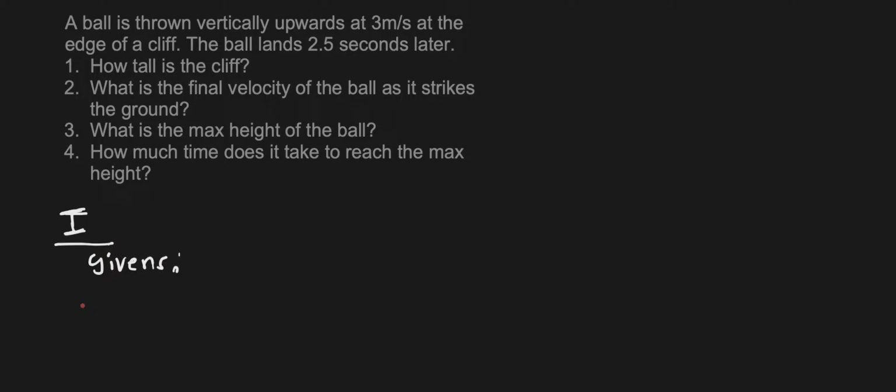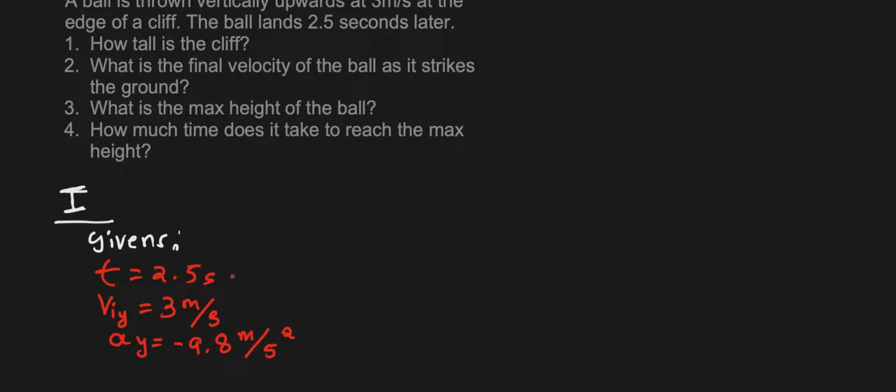Let's do that in red. So time is going to be equal to 2.5 seconds. And then the ball is thrown vertically upwards, so V_iy is going to be equal to 3 meters per second. So these are the things that are given to us. Let's assume that this is on Earth. So this is going to be the acceleration in the y direction. It's going to be negative 9.8 meters per second squared.